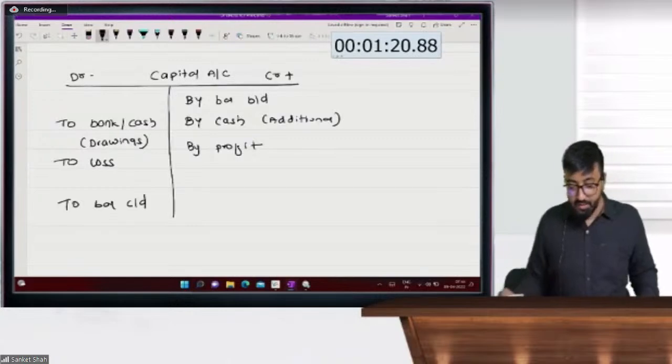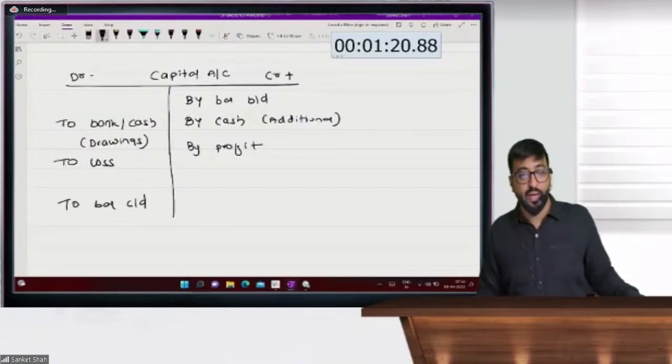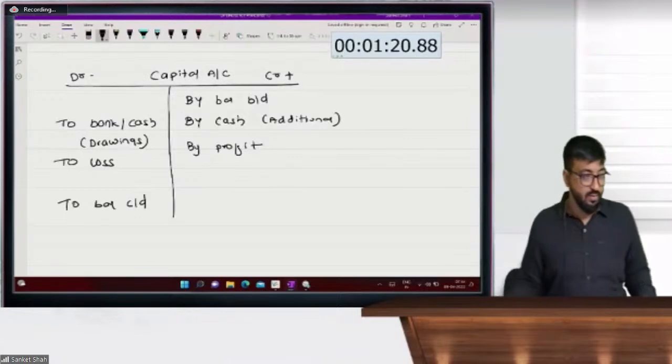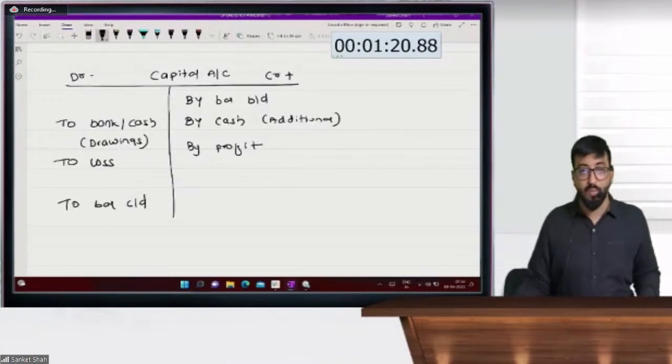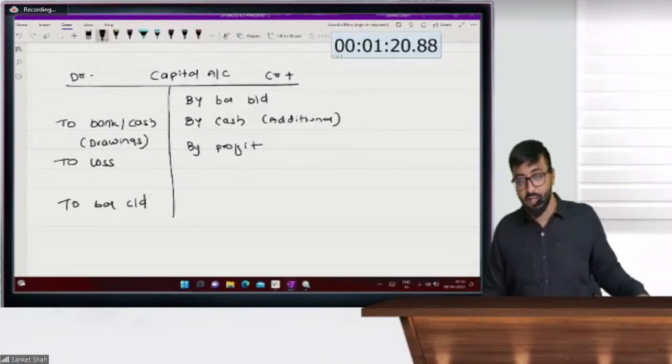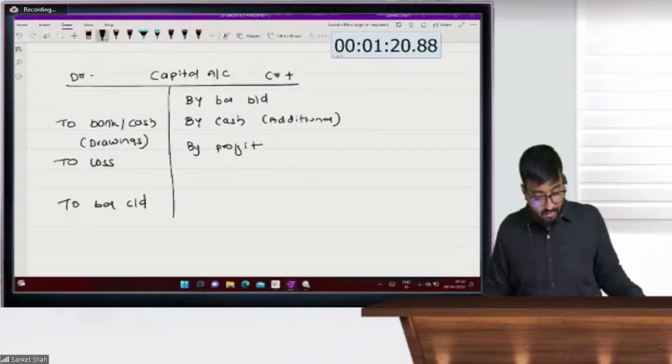Interest on capital is not applicable in case of a sole proprietor. Okay, so partnership rules don't apply over here. If there is a partnership problem then apply it, but otherwise don't apply interest on capital entries over here.